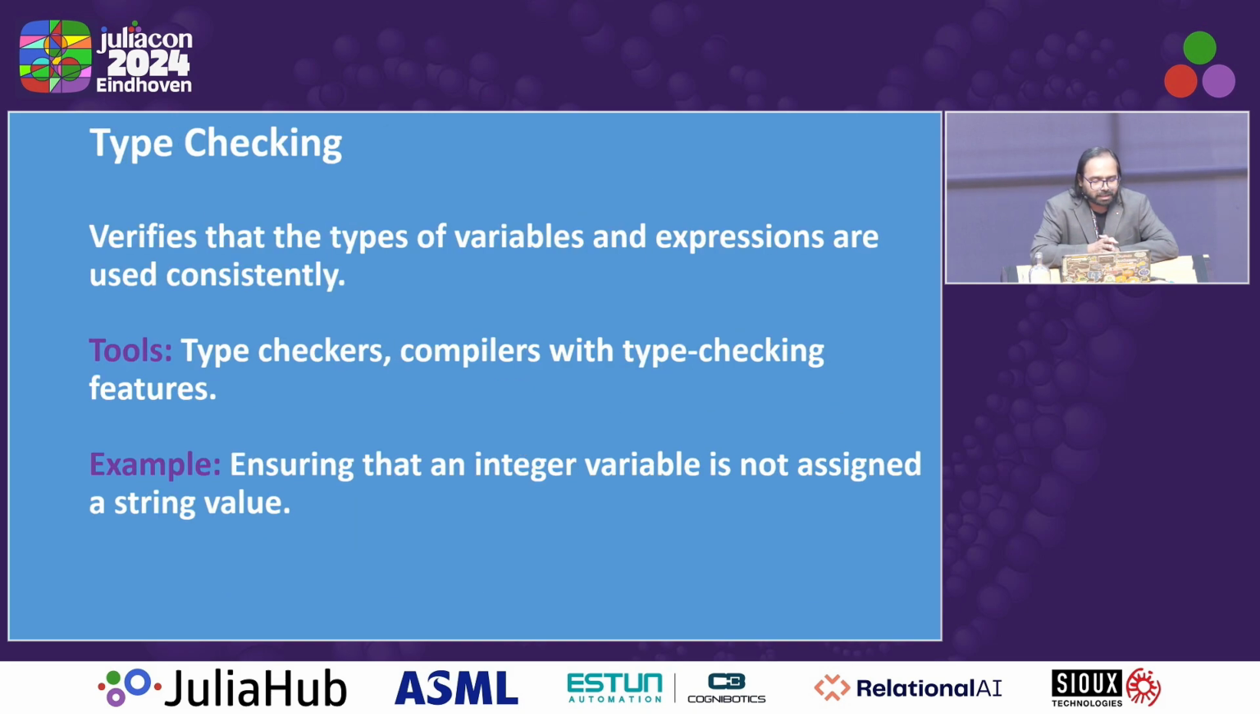Then the third one is type checking. It verifies that types of variables and expressions are used consistently. Here you have to make use of type checkers and compilers with type checking features. An example is ensuring that an integer variable is not assigned a string value. Earlier there was a library called TypeCheck.jl, but it is not updated. But now we see that there is an alternative library which performs type checking, called JET.jl.